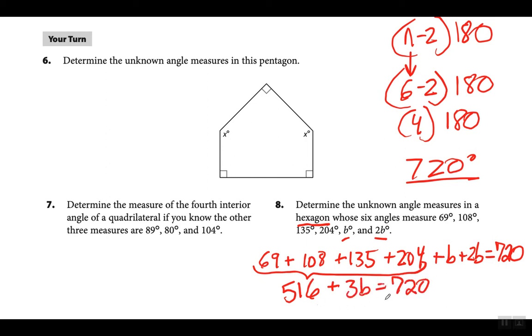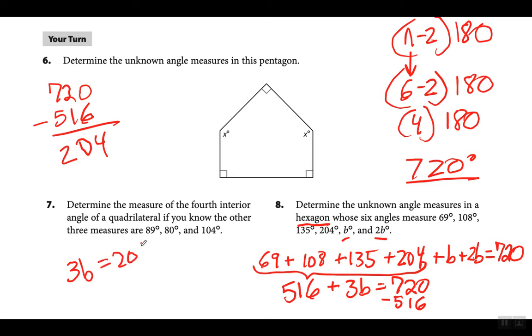Alright, now move the 516 and subtract it from 720. 720 minus 516, let me do that over here, is going to give me, let me make sure I subtracted right. Yeah, okay, so now I have 3b equals 204. So your last step is divide 204 by 3. And you're going to get 68 degrees. So b equals 68 degrees.